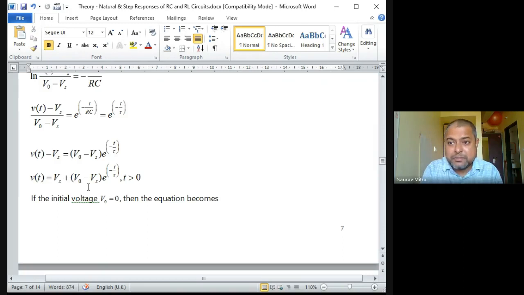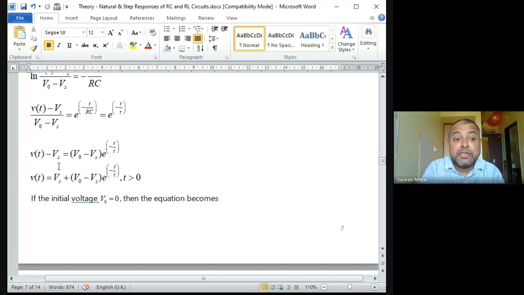Initially relaxed system. What is meant by initially relaxed? Initially relaxed means V0 is equal to 0. The capacitance is not holding any charge from the beginning. So in that case, whatever supply voltage we are giving, that supply voltage is causing all the output change. So it will be Vs minus Vs into e raised to minus t by tau. If you take Vs common, it will be Vs into 1 minus e raised to minus t by tau.